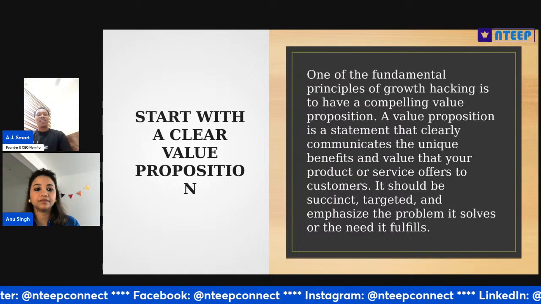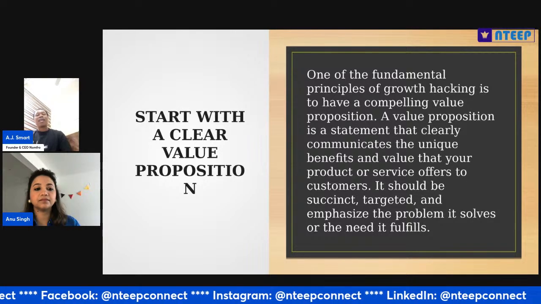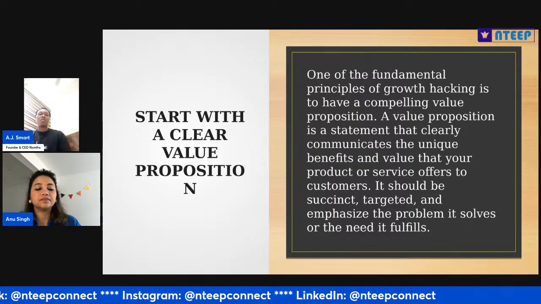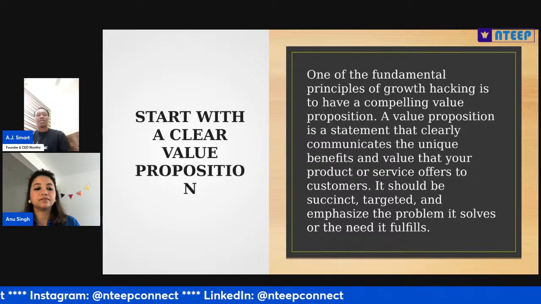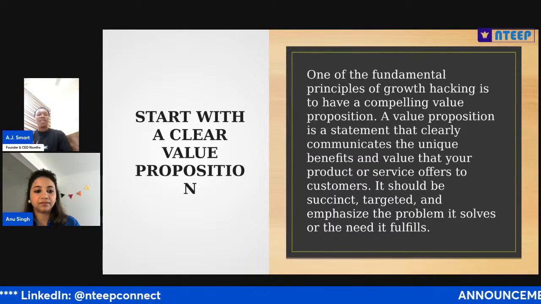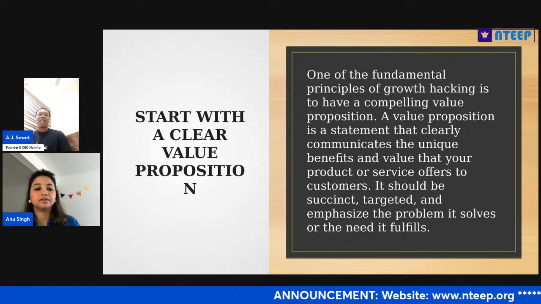Highlight the key benefit to the customer. What is it that I stand to gain? How is that going to make my life easier? How is it that your product is going to make my life easier? How is it that it's going to make the way I do things easier?